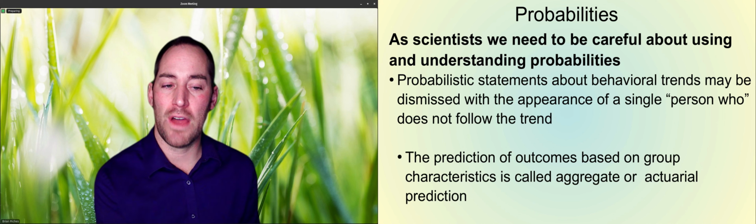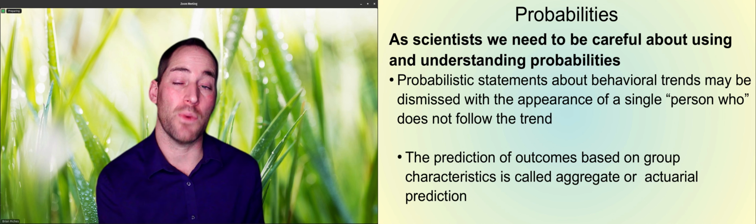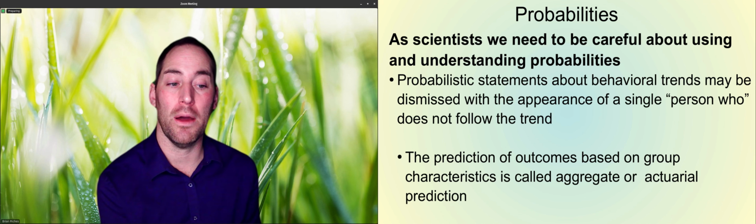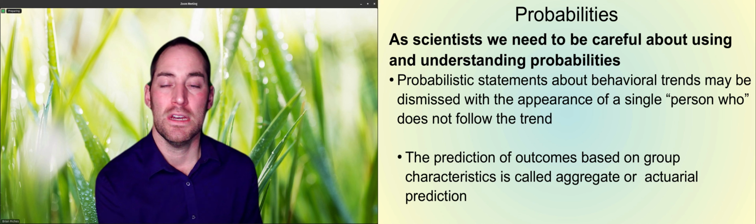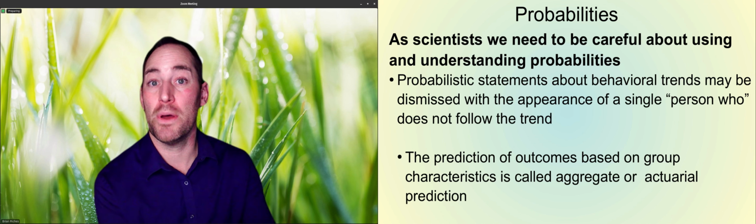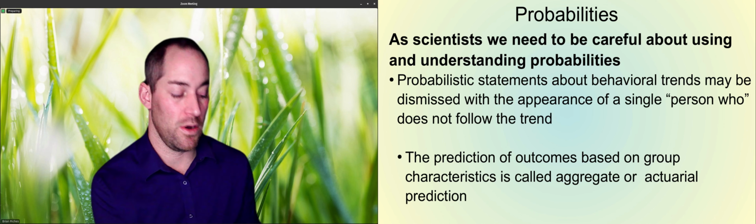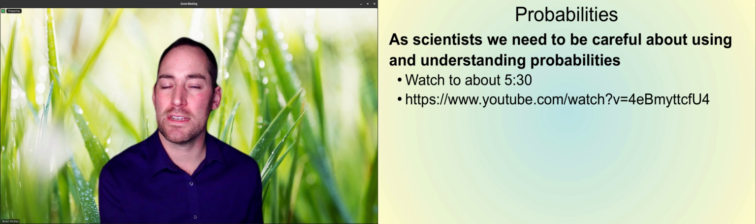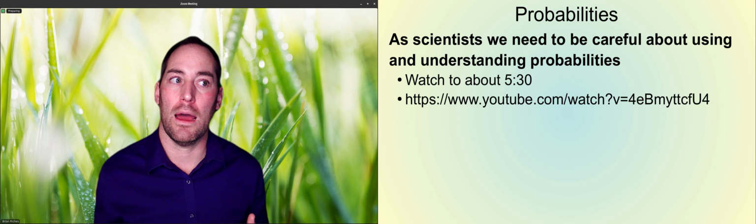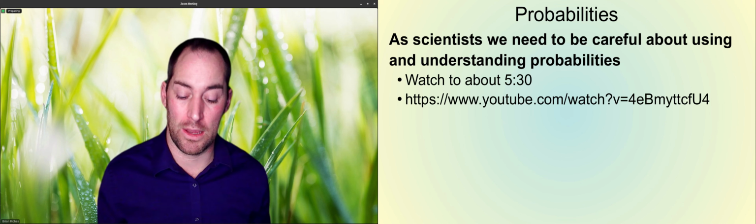So the prediction of outcomes based on group characteristics is called aggregate or actuarial prediction. And that's what this chapter and the next chapter really talk about, is actuarial prediction. So getting an aggregate amount of data, an aggregate amount of results, building those patterns of results like we've talked about to make an actuarial prediction. So let's talk about this in the context of when using these kinds of actuarial predictions might go wrong or might go bad.